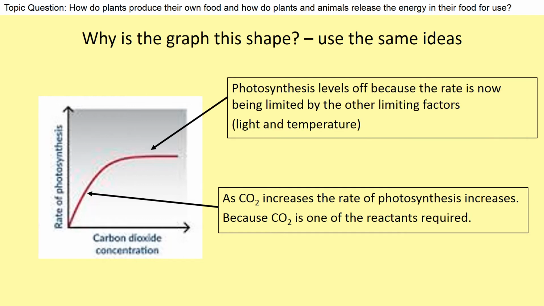Again, it levels off, and it levels off because it's being limited by other limiting factors. And you need to give the examples of those limiting factors. So again, it's temperature and this time it's light. So you might have loads of carbon dioxide, but if it's the middle of the night and it's pitch black, the plant won't be able to photosynthesize because it won't have the energy.